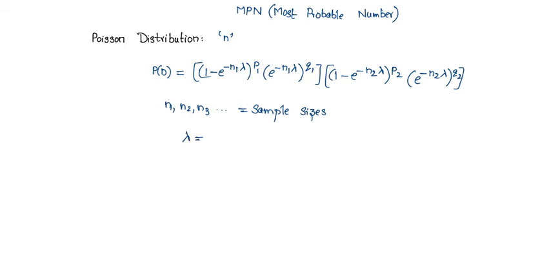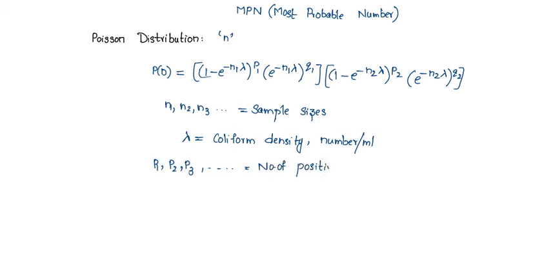Lambda is coliform density in number per ml. P1, P2, P3 and so on are the number of positive tubes, and Q1, Q2, Q3 and so on are the number of negative tubes.